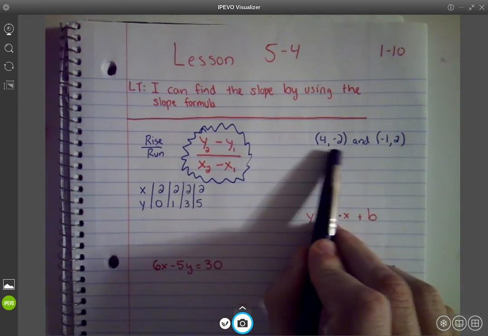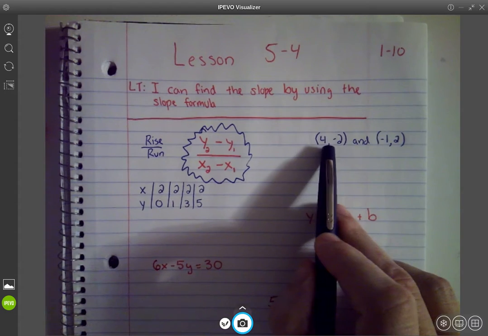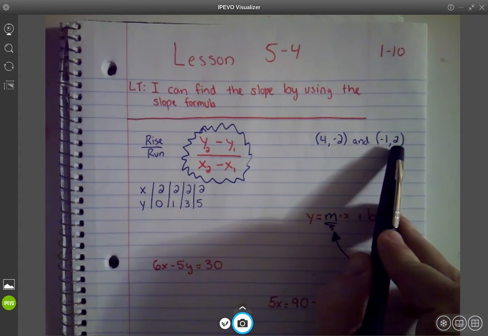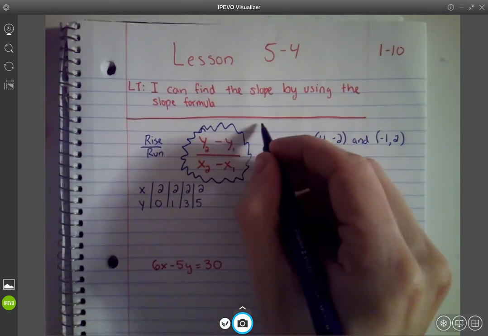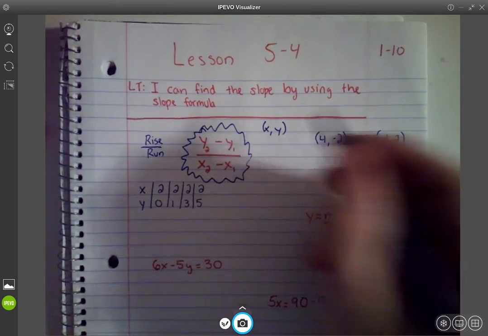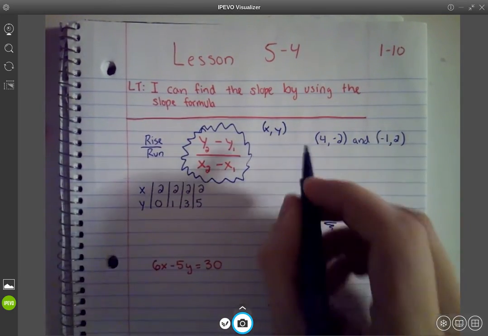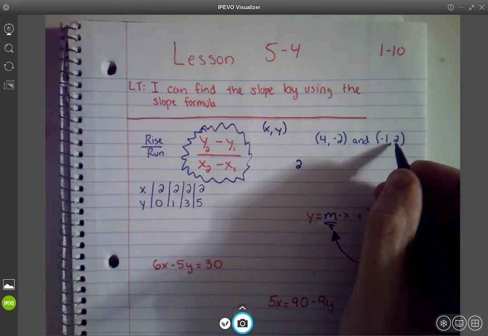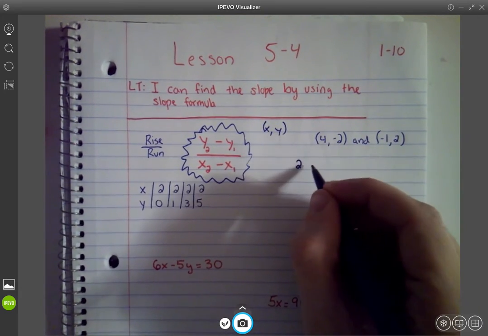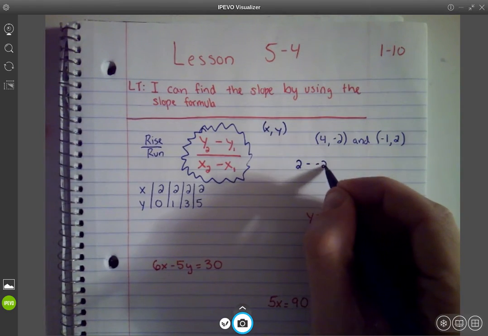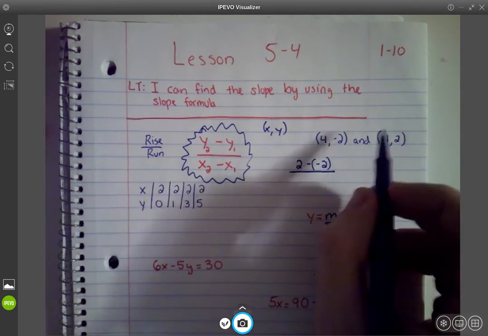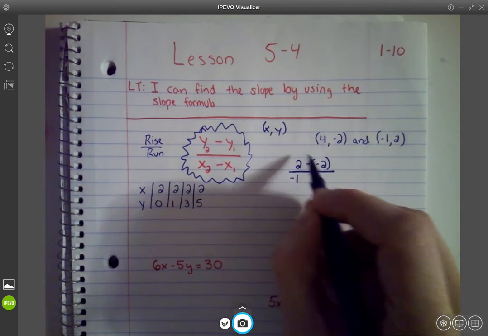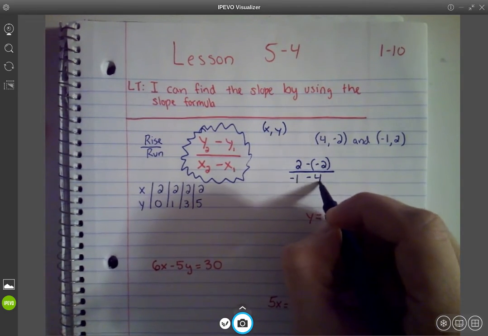We're going to try to find the slope, or the steepness, of (4, -2) and (-1, 2). So we're going to take y2. Remember, our x is first and then our y. So our y2 would be this one right here, we got our 2. Subtract our y1, so subtract -2, over x2, which is -1, minus 4.